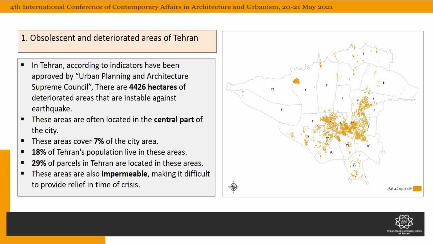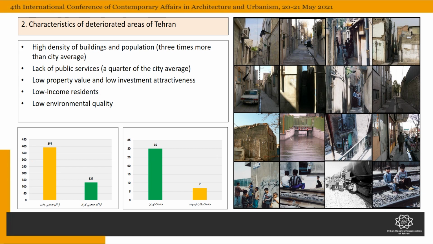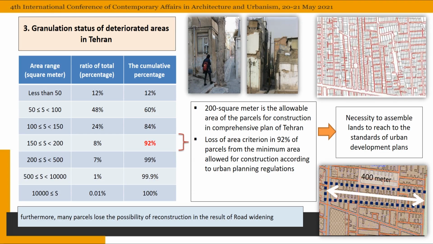The aforementioned areas, in addition to instability, are impermeable and have narrow passes with widths less than 6 meters. Also, in deteriorated areas of Tehran, overcrowding and high density of population, loss and lack of amenities, low value of properties, and low quality of environment are common features. One of the specifications of deteriorated areas of Tehran is the small area of parcels. As you can see in the table, 60% of parcels have an area less than 100 square meters, and 92% of parcels have an area less than 200 square meters.